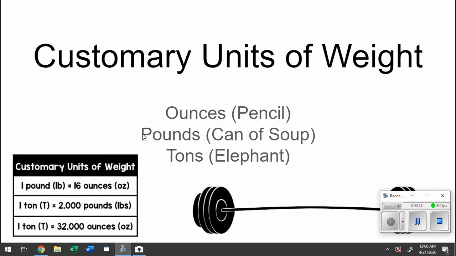So a pound is bigger than an ounce, but it is smaller than a ton. A ton weighs about as much as an elephant. There are 2,000 pounds in 1 ton. So tons are the largest unit of measurement. Obviously, they weigh a lot. So ounces being the smallest, pounds, and then the largest or the heaviest unit, tons.